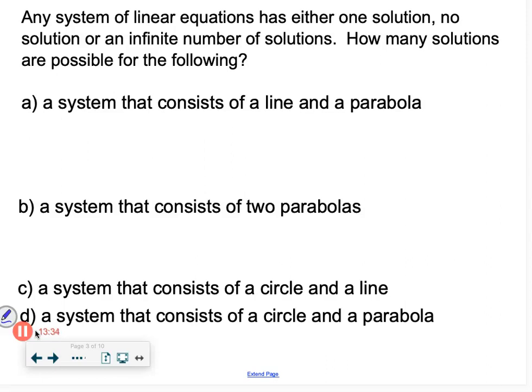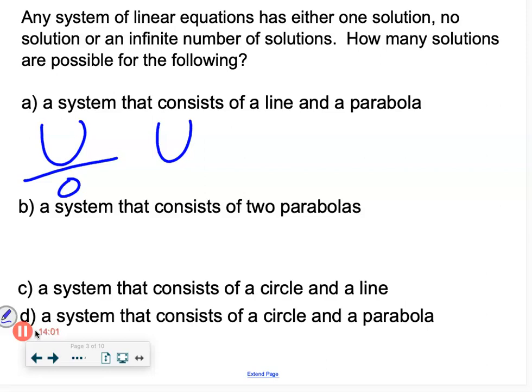Tell me, line and parabola, what's the lowest number you can have? 0. Good. Yes, you're right. So, line and parabola, 0. They just never touch, right? Good. What else? Can you have one solution? Yes, you can. So, one solution.